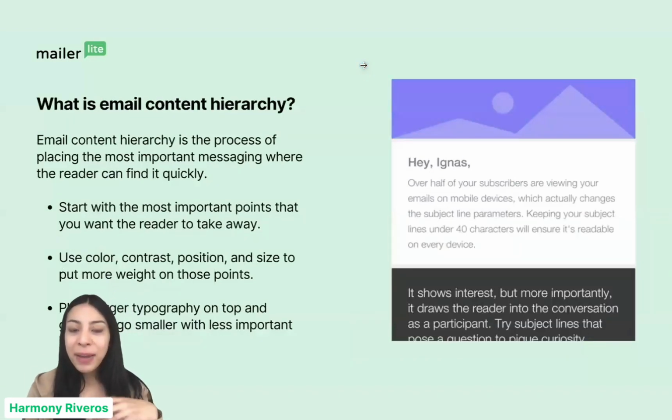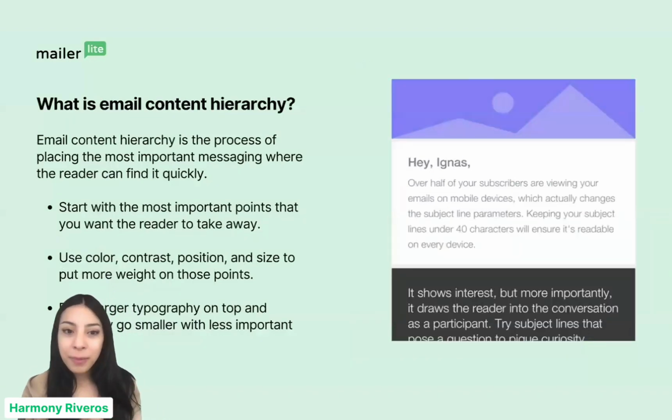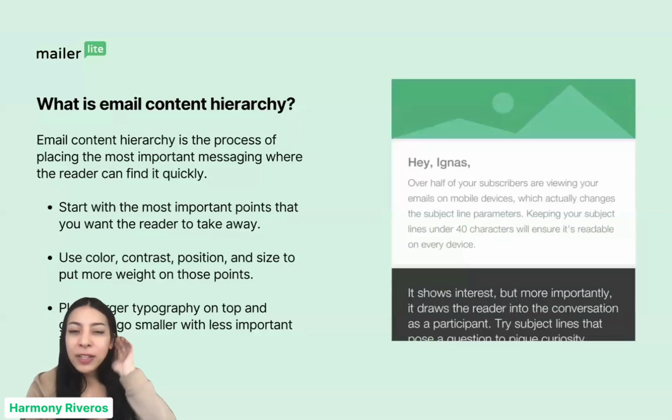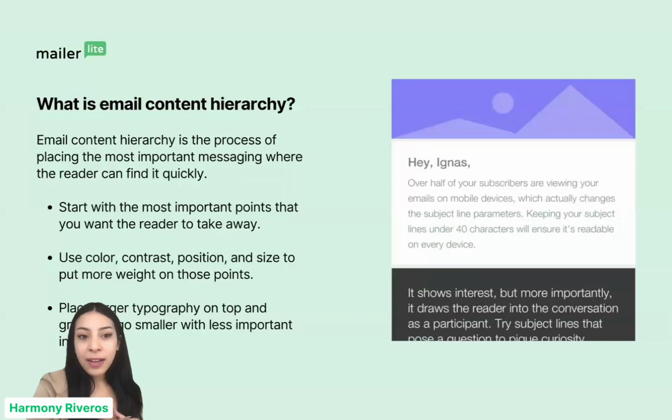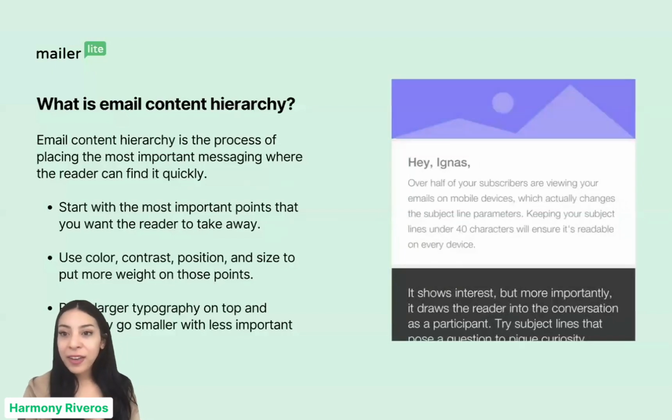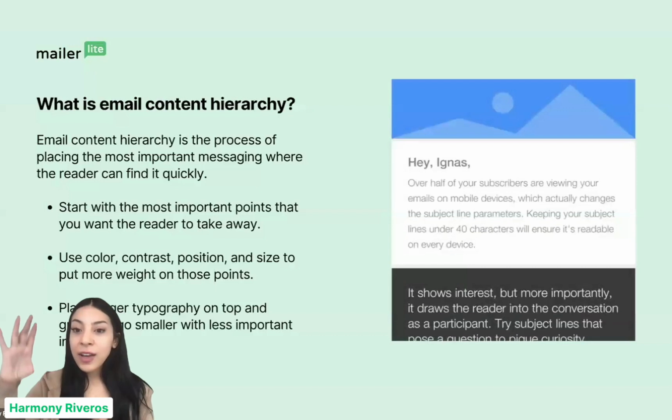So talking about basic points and the most important points, we'll talk about email content hierarchy, which is very important. We're also going to talk about this when we go over the email audit as well, because content hierarchy plays a part in any newsletter, any industry. It's kind of a universal best practice. So email content hierarchy is the process of placing the most important messaging where the reader can find it quickly. So you want to start with the most important points that you want the reader to take away from the newsletter itself. So essentially, this is at the top of the newsletter.